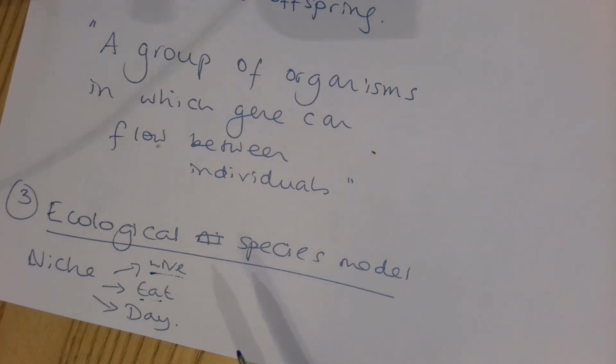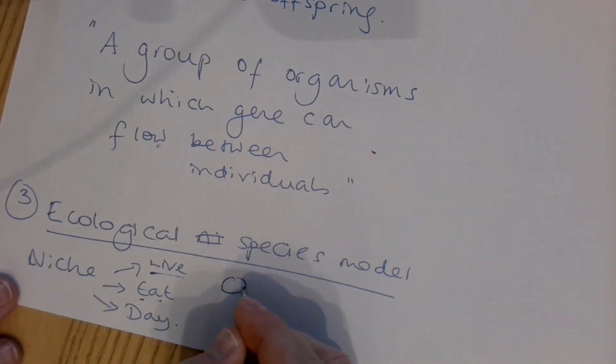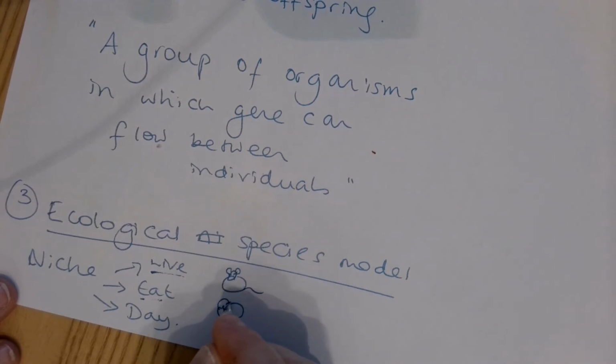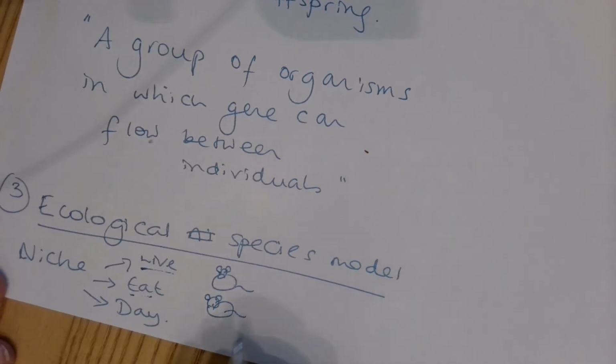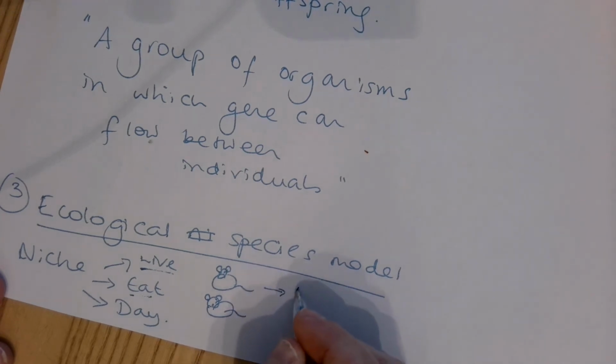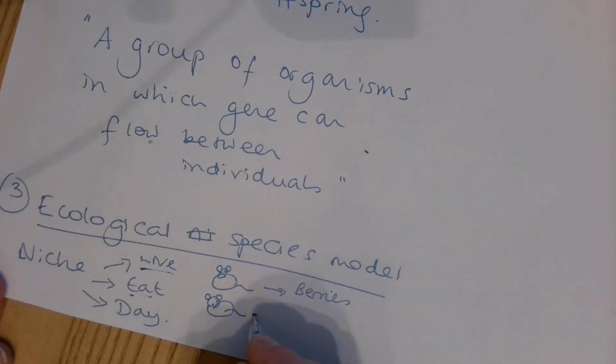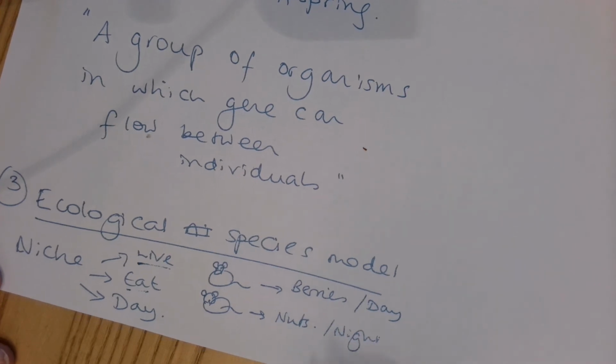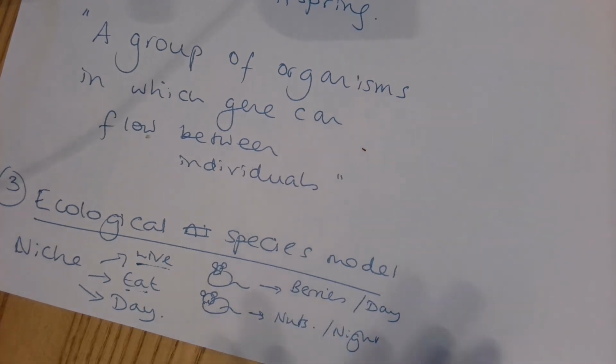So we might have two different types of mice that live in a particular region. We could say, oh, they are of the same species, but then on close observation we realise that this one's eating berries and this one's eating nuts, and this one comes out in the day and this one comes out at night. And so closely observing them, we can realise that they are slightly different, and so we can classify them as a different species. Okay, and that would be an ecological species.